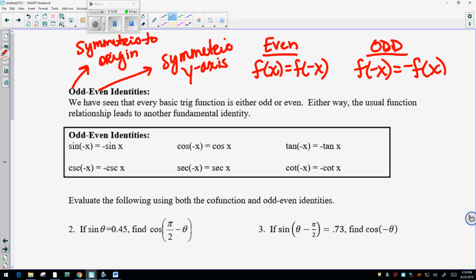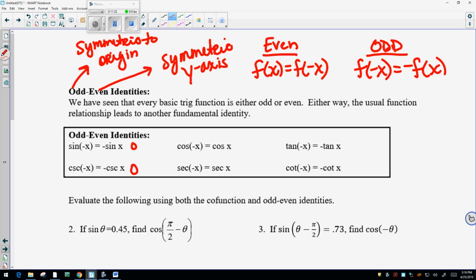So keeping that in mind, looking at these odd and even identities, I can take a look at these functions and I know visually sine should be an odd graph. I'm just going to put O for odd. And so sine is having this odd idea where if I negate an x value, it's the same as negating the function. So its reciprocal identity is the same thing. It's also going to be odd.